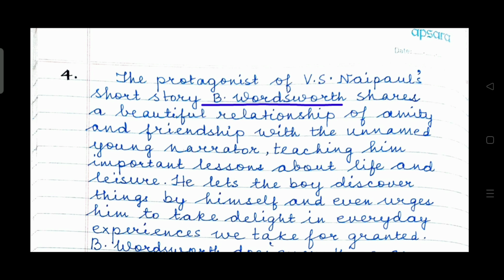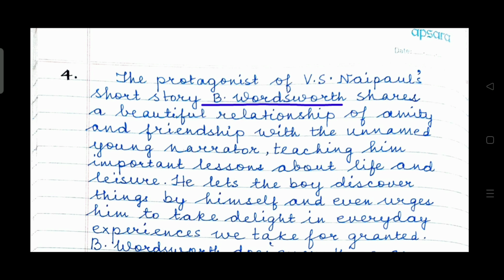The opening statement, as I always say to you, is of utmost importance. Write the opening statement carefully. Think about it before you start writing your answer. See how I have framed this opening statement. I have clearly mentioned teaching him important lessons about life and leisure. I have understood the question and the examiner will be really impressed with me.